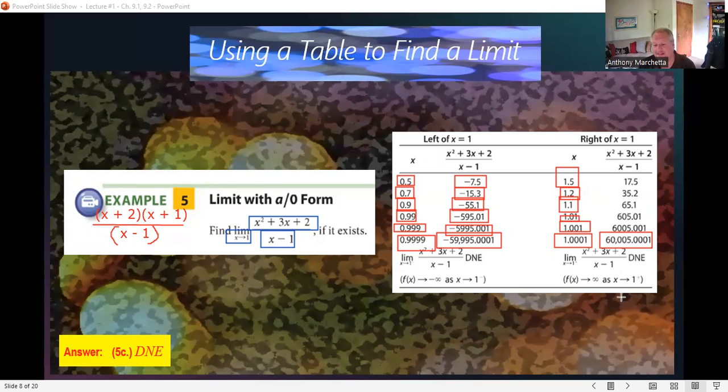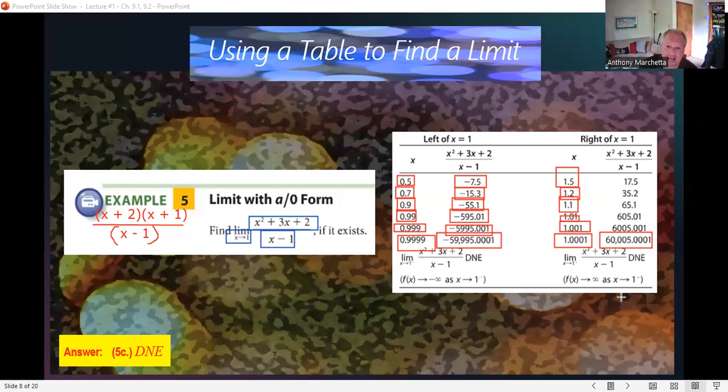The reason why the limit doesn't exist is really because both of them are infinity. Whether one is negative and one is positive or not is not even that important. What's important is that both of them are infinity. That alone means it does not exist.